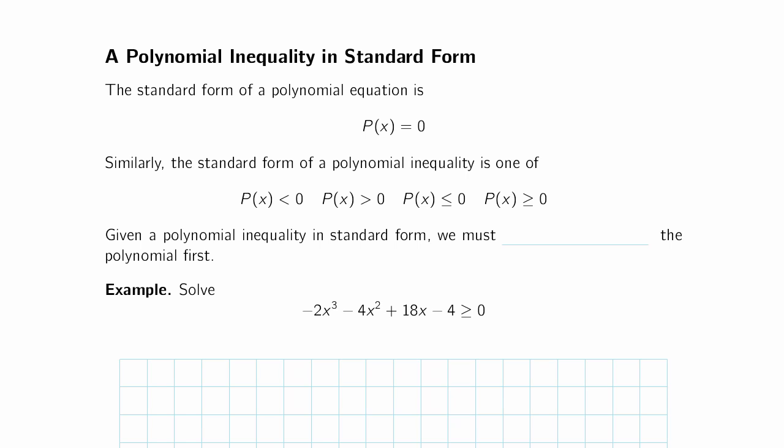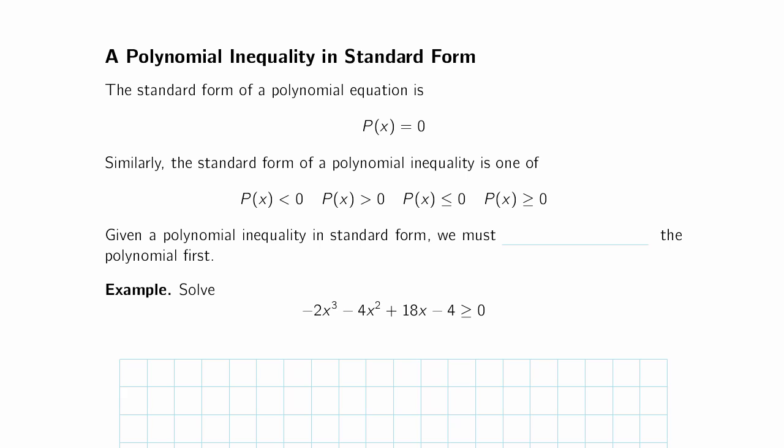Just like polynomial equations, polynomial inequalities have a standard form. The standard form of a polynomial equation is polynomial equals 0. For a polynomial inequality, its polynomial has some inequality to 0.